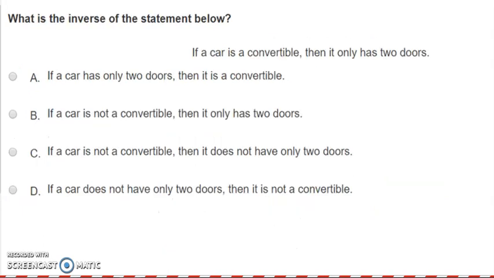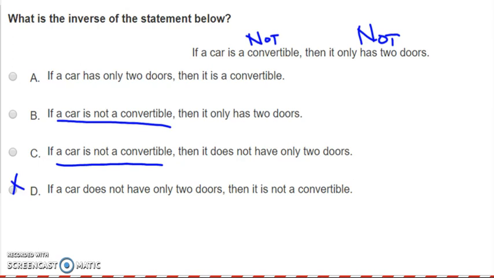Number 7, what is the inverse of the statement below? If a car is a convertible, then it only has 2 doors. Again, inverse, we're just negate it. So if a car is not a convertible, then it does not have 2 doors. Well, if a car is not a convertible, I'm not going to change anything around. Then it has 2 doors. Well, then it does not have 2 doors, which means that it would be C.